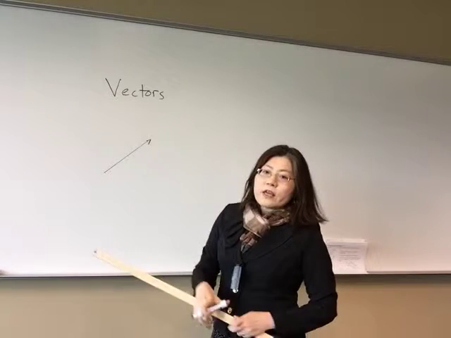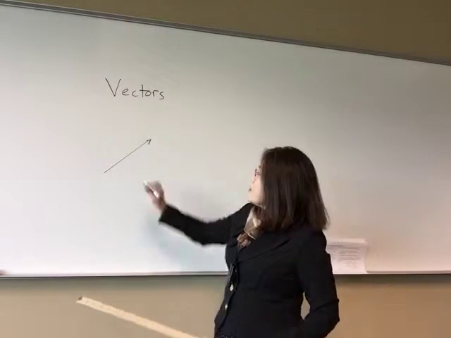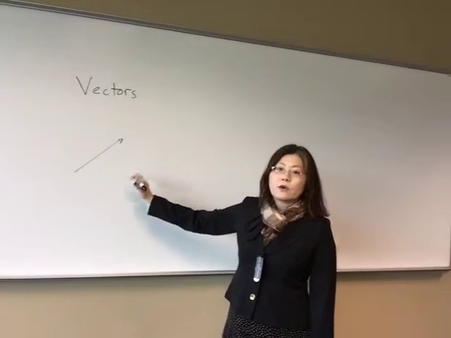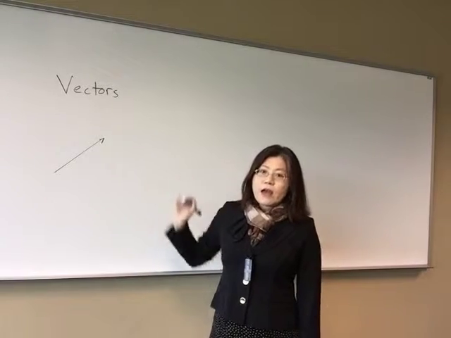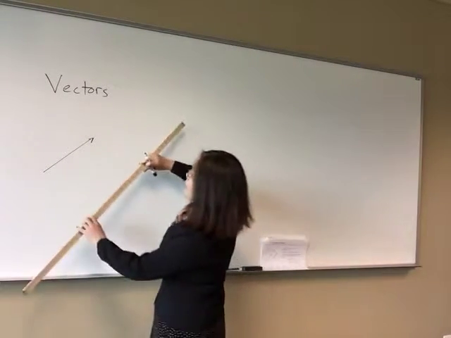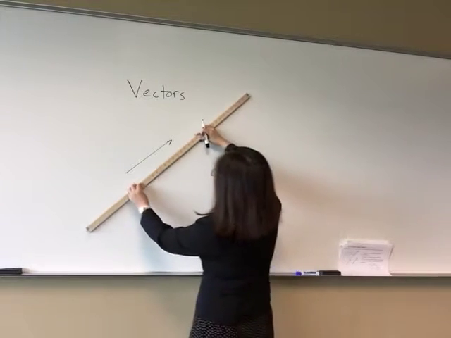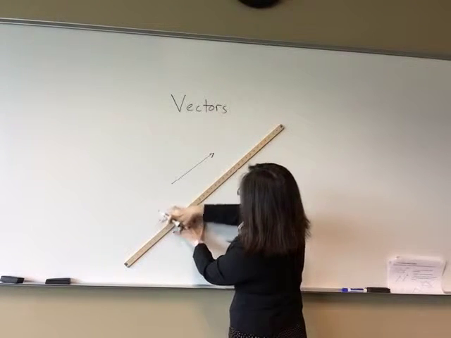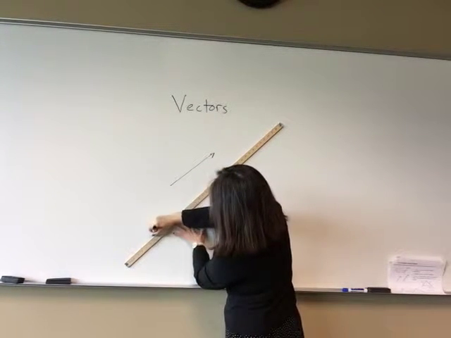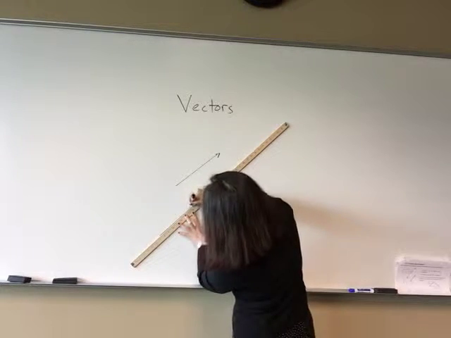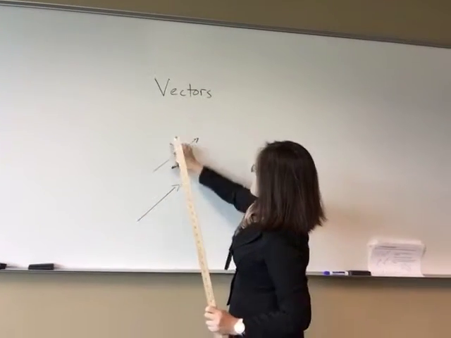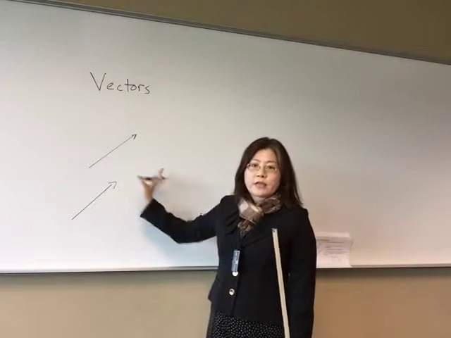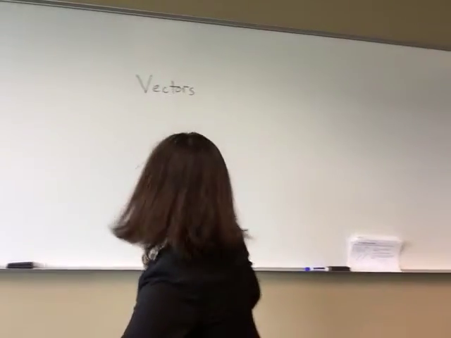One other thing about vectors is that it doesn't really matter where you place the vector, as long as it has the same length and is pointing in the same direction, then we call them the same vectors. So you can have a vector here. If you move it over here and still maintain its same length and direction, these two vectors are the same because they have the same length and point in the same direction. That's a characteristic of a vector.